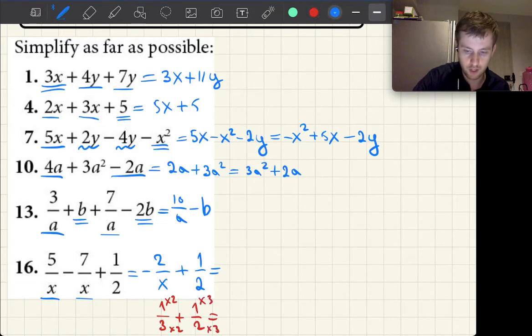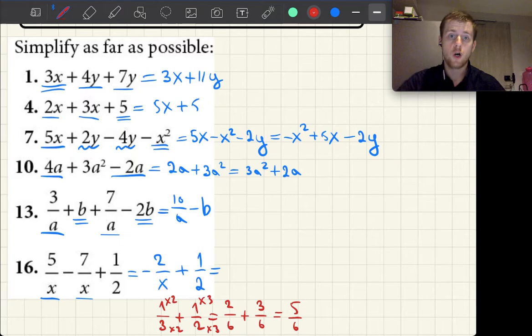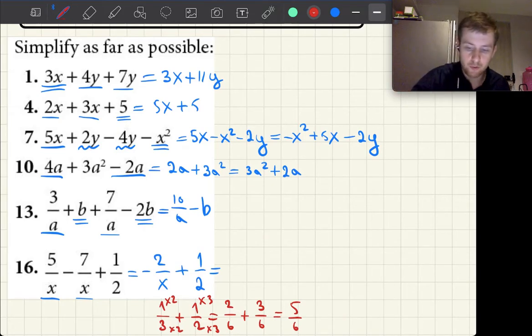Right, so we would get 2 over 6 plus 3 over 6, which is equal to 5 over 6. So in order to add the fractions, we have to find a common denominator. This rule works in the same way for fractions with letters in them. So for x and 2, the common denominator is x times 2. So we multiply this fraction by 2, which is missing here, and this one's going to be multiplied by x.